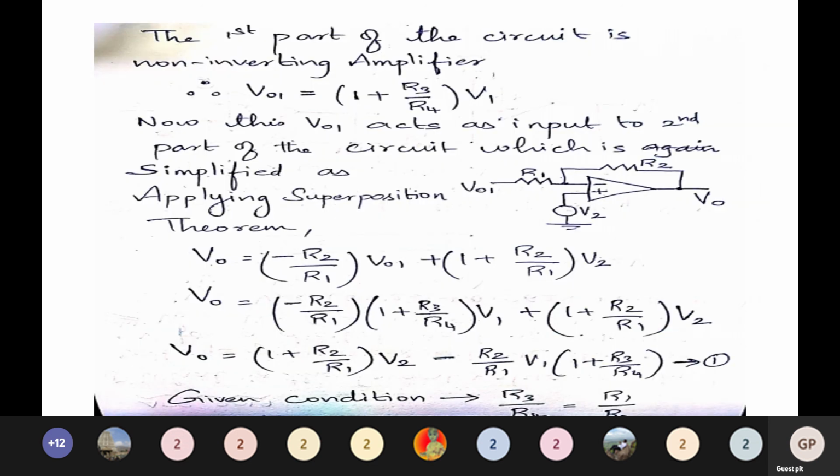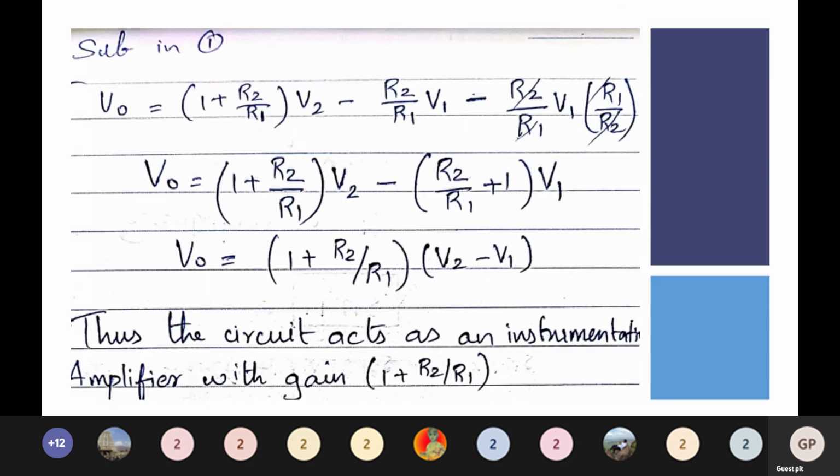In this expression, if I substitute R3 by R4 as equal to R1 by R2, my expression gets simplified like this. Step by step you need to try. When I simplify, I get the final expression: V0 is equal to 1 plus R2 by R1 into V2 minus V1. So the difference between the inputs is amplified. That is nothing but a differential amplifier. Here we can call it an instrumentation amplifier, as the gain is 1 plus R2 by R1.